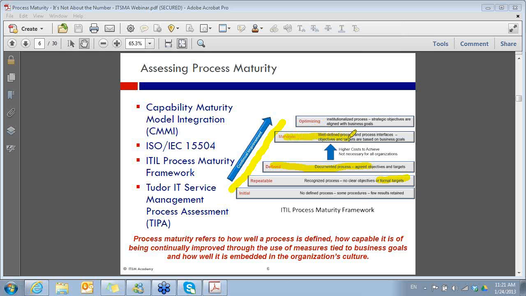So this level 4, managed, and here's the big litmus test for level 4, is that you've got well-defined not only processes, but you've got well-defined process interfaces in place. And process interfaces are really that litmus test between level 3 and level 4. I'll give you an example.